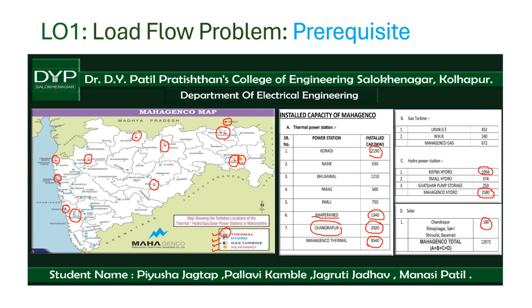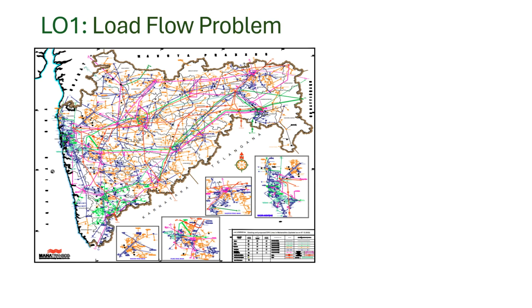Now, why am I showing this? Because we have to understand that our generations are not at one place; they are distributed in the total Maharashtra. Now, how are these generations connected to one another so that they can supply power to the load? So we have a transmission network. Here is shown the transmission network of Maharashtra state. It is so complicated to understand, but I will identify some of the major lines here.